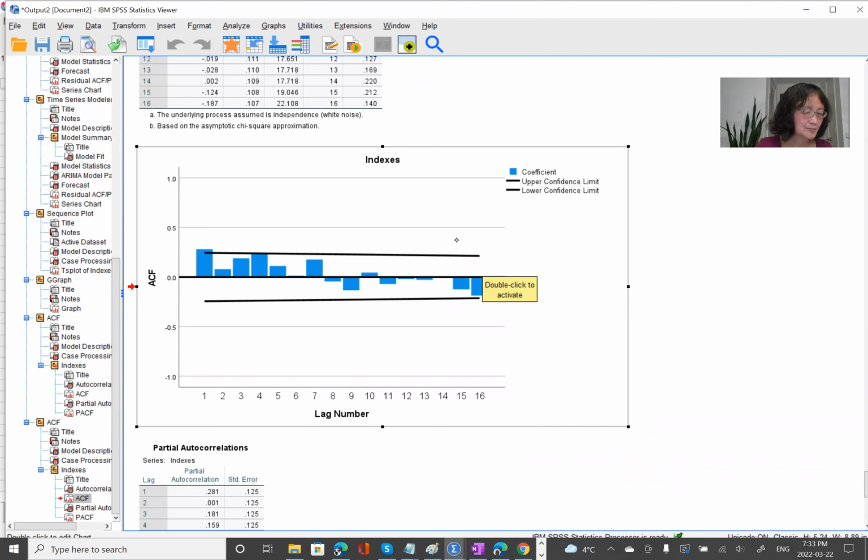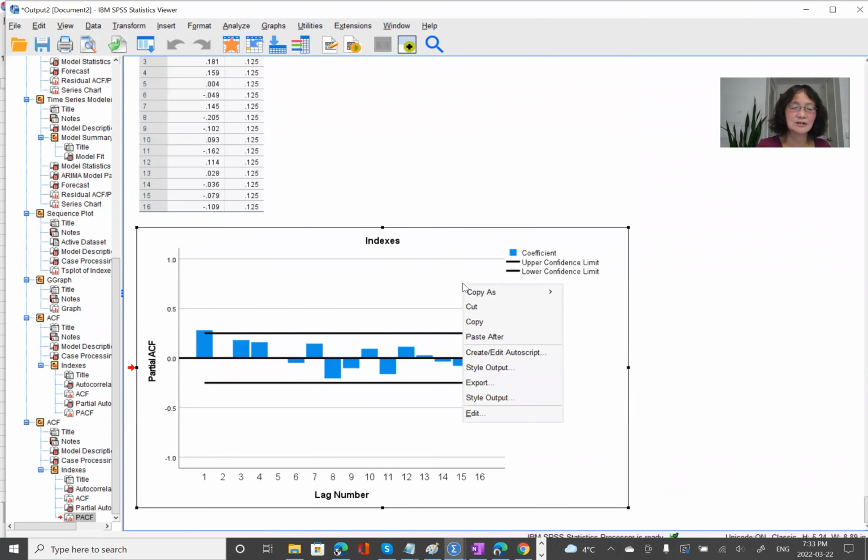This is the autocorrelation, and the partial autocorrelation is also within the limit. So that means we need to do the difference for the original data.